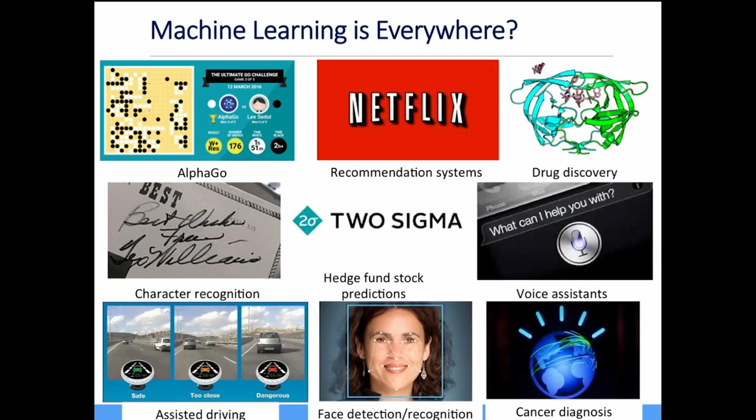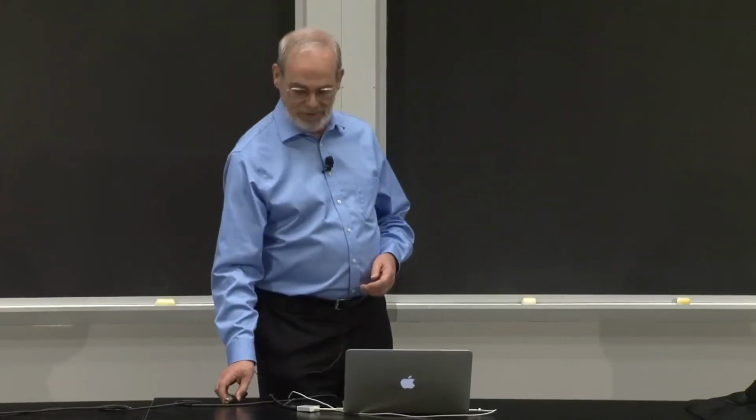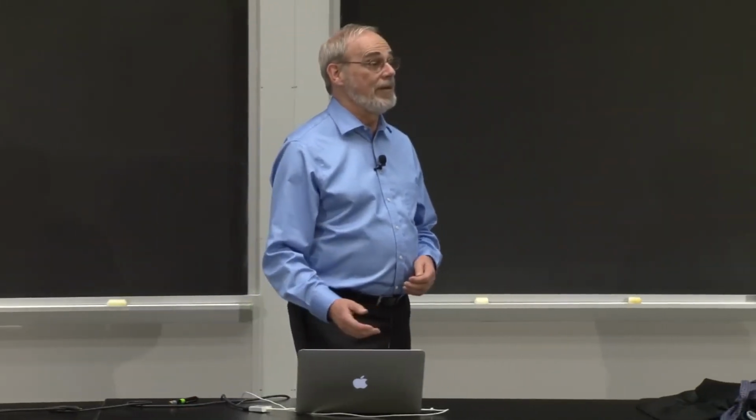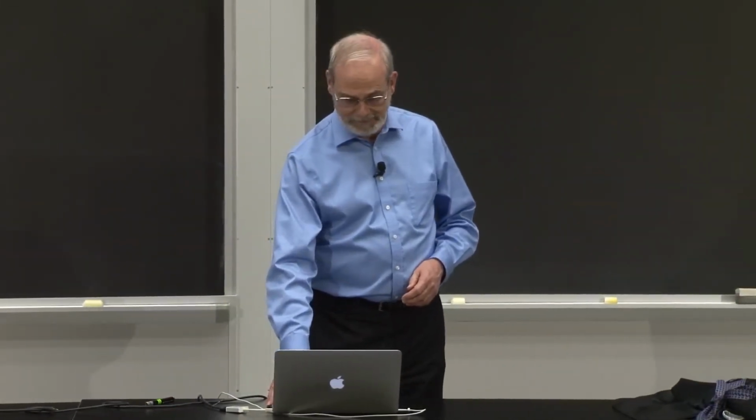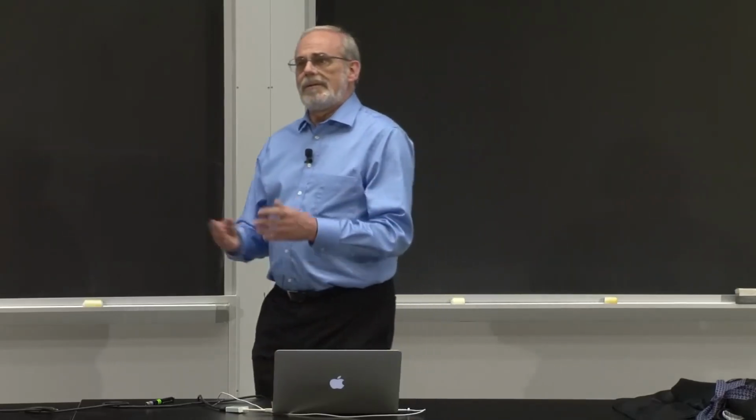kicking in constantly. Face recognition, Facebook uses this. Many other systems do to recognize, both detect and recognize faces. IBM Watson cancer diagnosis. These are all just examples of machine learning being used everywhere, and it really is. I've only picked nine. So, what is it?